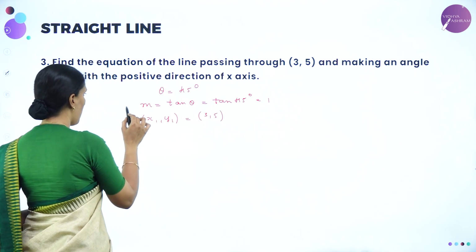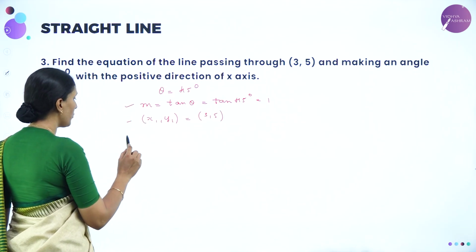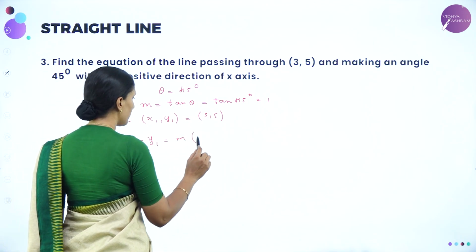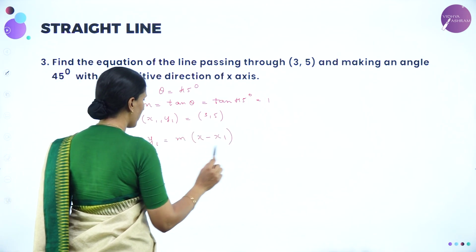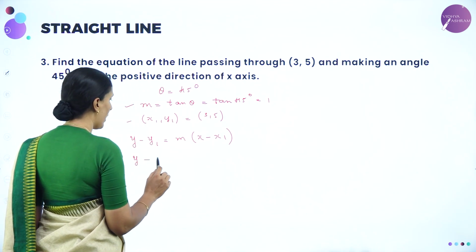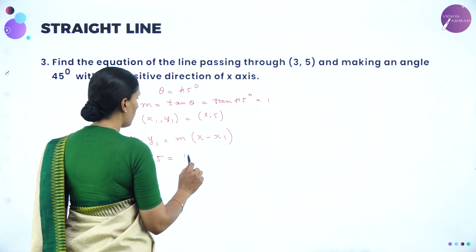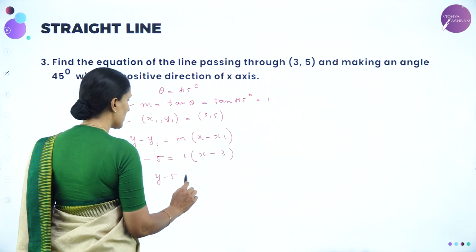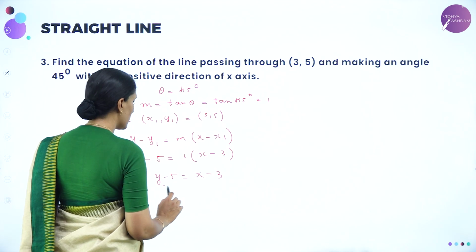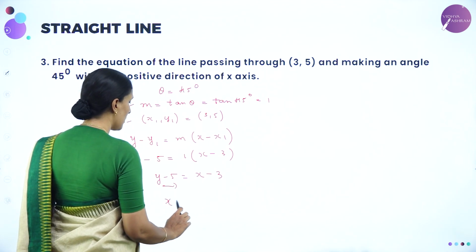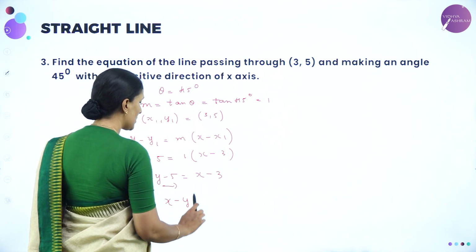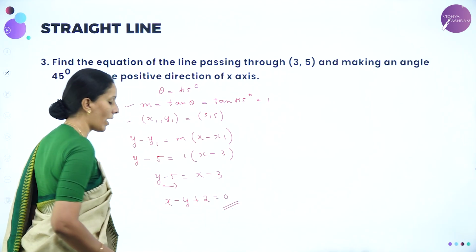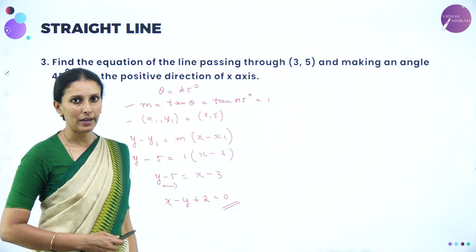Hence, using the point slope form, the equation of the line is given by y minus y1 is equal to m into (x minus x1). So y minus 5 equals 1 into (x minus 3). y minus 5 is equal to x minus 3. Let us shift here: x minus y plus 5 minus 3, which is plus 2, is equal to 0. So this is the required equation of the straight line.